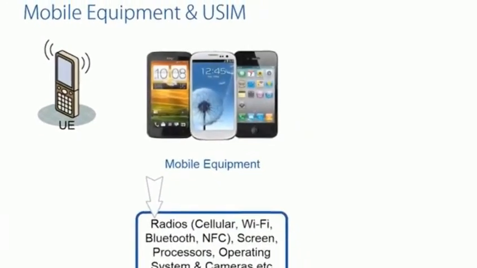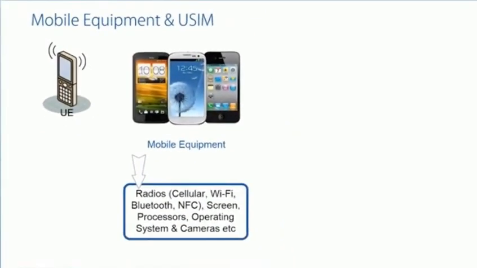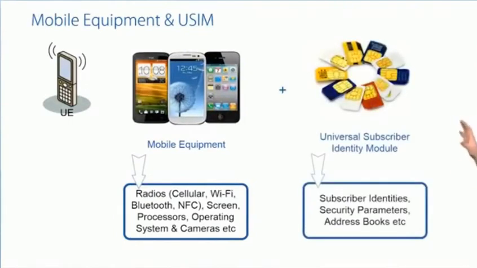The mobile is split into two parts. The first is the mobile equipment. This is all the hardware, so it includes the radio, the processors, the screen and camera, etc. The other part is known as a subscriber identity module. Specifically in UMTS it's called the USIM, Universal Subscriber Identity Module. This includes subscription information as well as security information, but it can also include address books, etc.